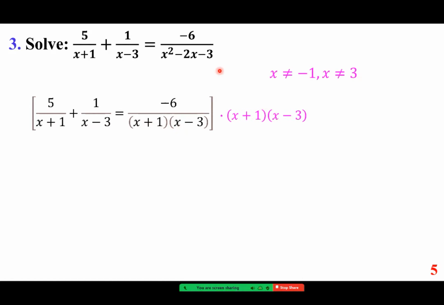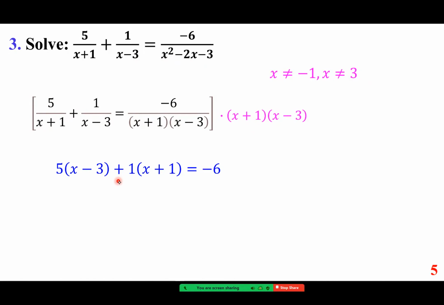Now if you multiply by the very first fraction, everybody, x plus 1 cancels out. We get 5 times x minus 3. In this case, x minus 3 cancels out, plus 1 times x plus 1. And on the right side, both of them cancel out, we get -6. So all we have to do is distribute.